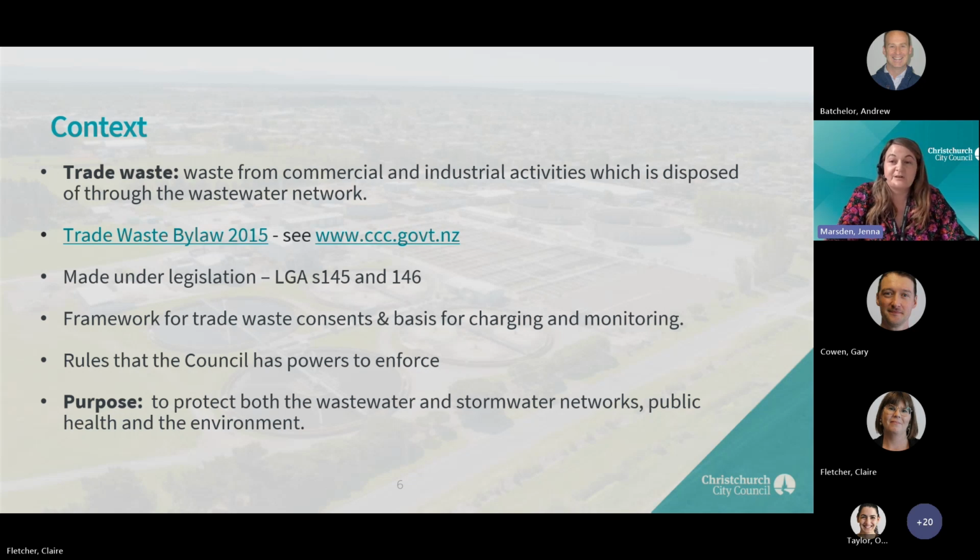We already have a trade waste bylaw in place, and that is the Trade Waste Bylaw 2015. You can find this on our website. So our trade waste bylaw places controls on trade waste discharges in order to protect the public wastewater system, but also the stormwater network, public health and the environment. The bylaw sets the framework for trade waste consents and it provides the basis for charging and monitoring. Next slide, please.